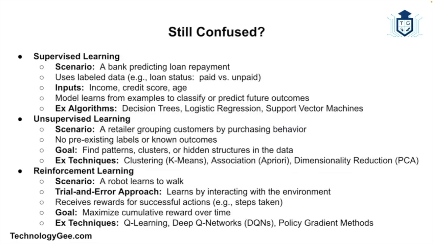Now, just in case you're still not sure which one is which, let me go ahead and break this down again. When it comes to supervised learning, you can think of it like a bank that wants to predict if a customer will repay a loan based on income, credit score, and age. When it comes to unsupervised learning, you can think of it like a retailer who wants to group customers by purchasing behavior without knowing anything about them. And when it comes to reinforcement learning, you can think of it as a robot that's learning to walk by falling, getting back up, and being rewarded when it takes successful steps.